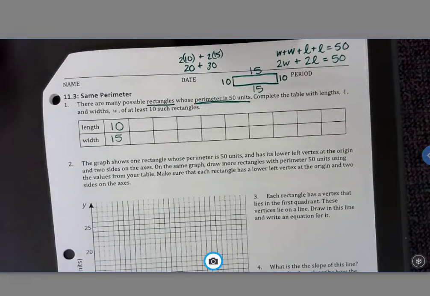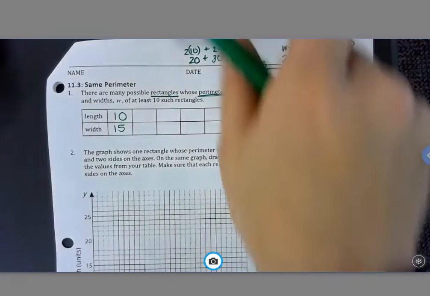I want you to pause the video and take a couple minutes and see if you can just guess and check various numbers to see if you can come up with some of the correct possibilities. So pause the video, just take a couple minutes and see if you can come up with some of them on your own.